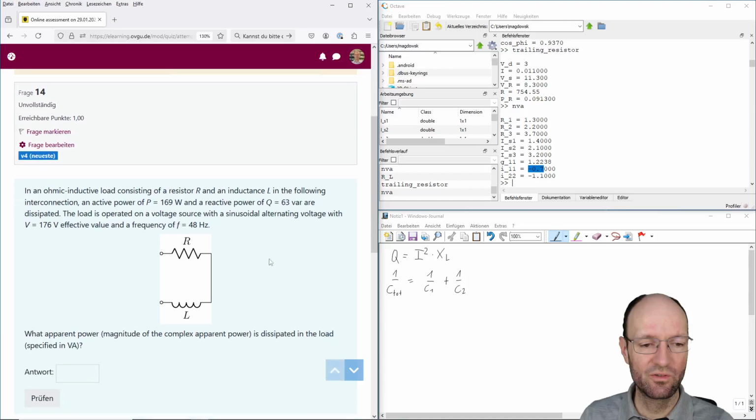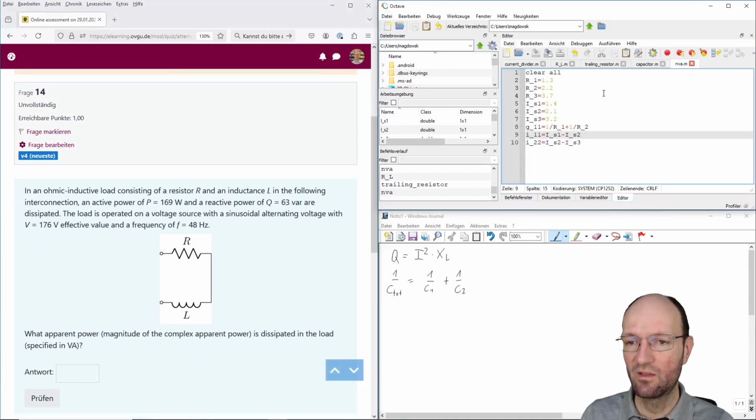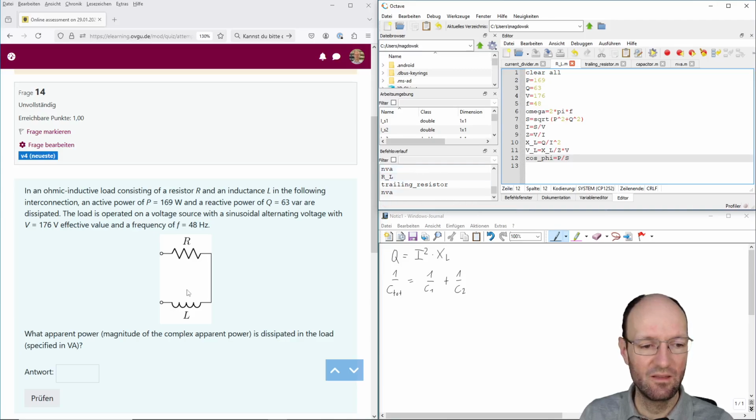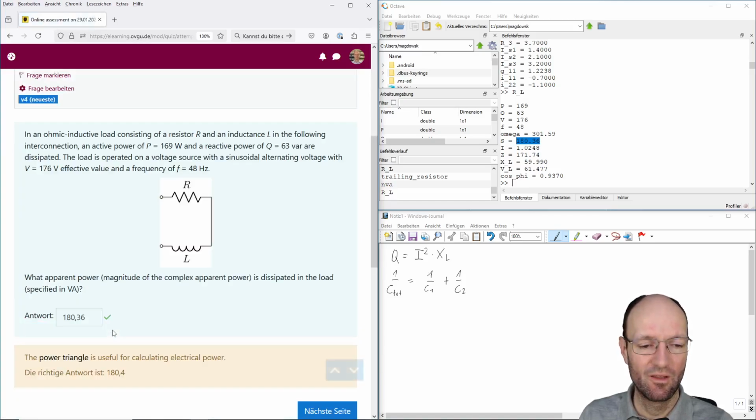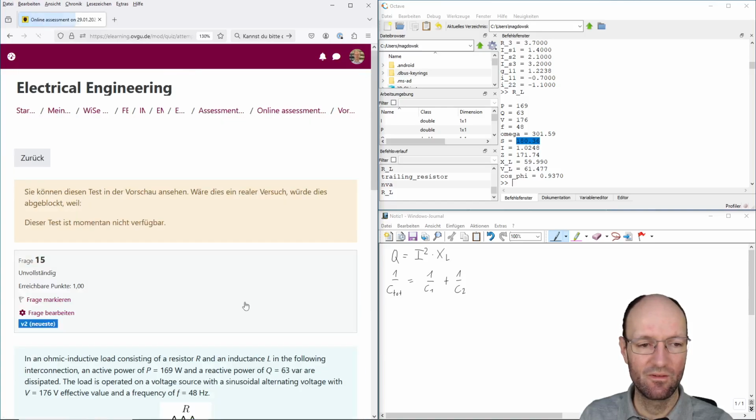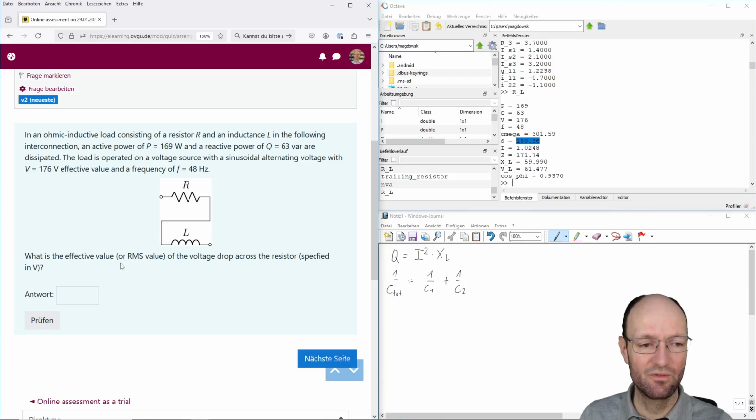Okay, so next page, we once again have this ohmic inductive load. And now the question is, what is the apparent power? That is something that we also already had calculated. So it should be this value in volt ampere. Makes sense. Okay. So the next question is also related to this schematic here. What is the effective value of the voltage drop across the resistor? And this should be also specified in volt.